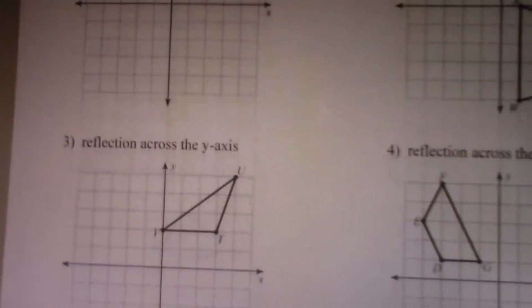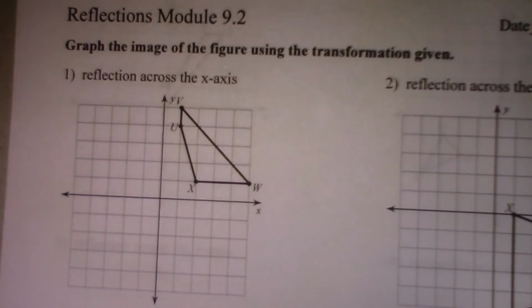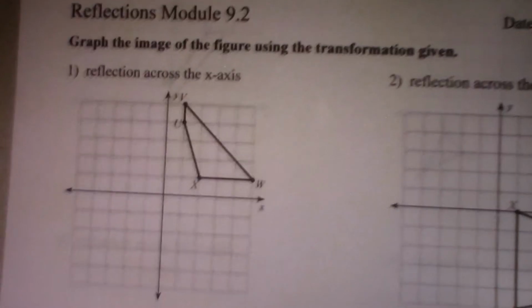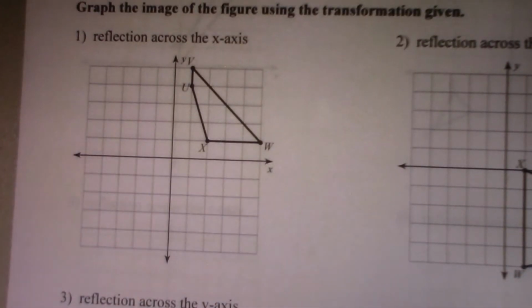Alright, so let's take a look here. This is 9.2, reflection across. Graph the image of the figure using the transformation given. So I'll just do a couple from each sheet and we'll move on. Number one says reflect across the x-axis. So here's your x-axis. We're going to reflect it.